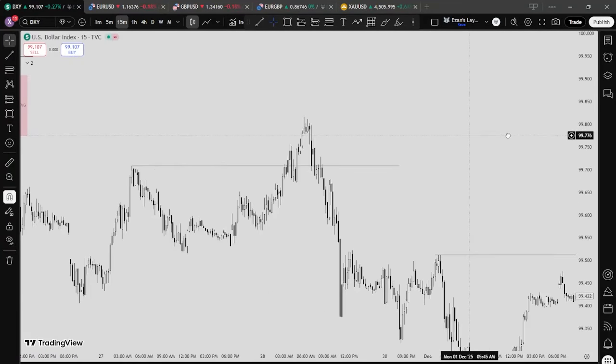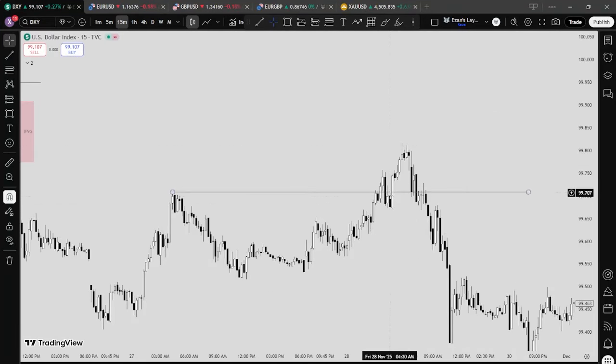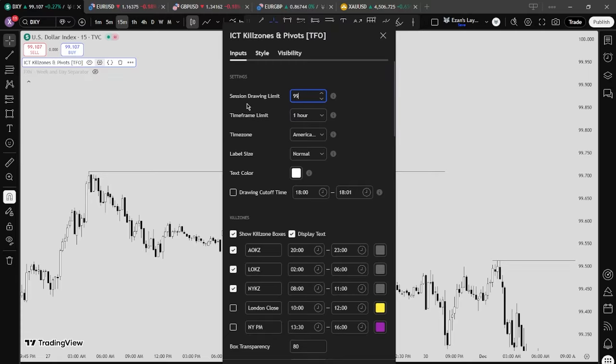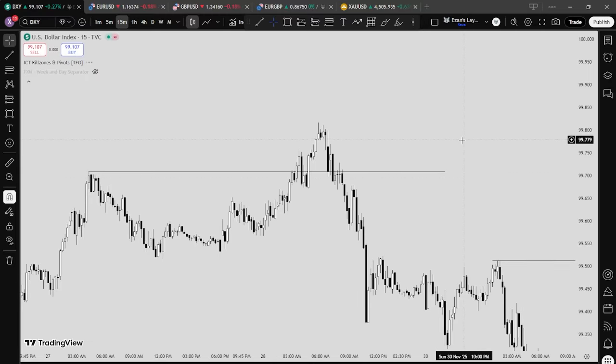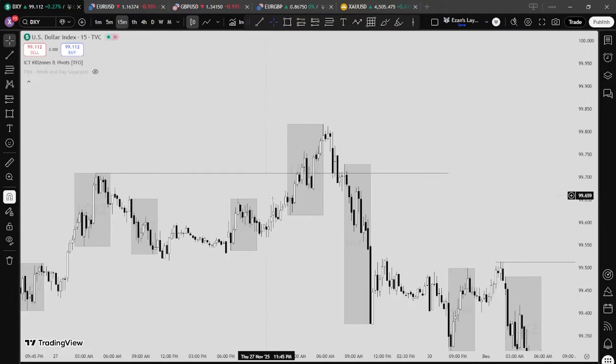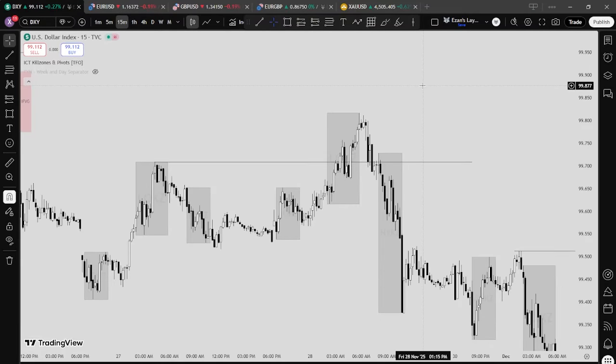Now right here, how could you have taken this trade? Okay, so what I'm going to do here is, let me just bring this up. Alright, now you can see in this move right here, we want to be trading within some sort of kill zone. Now you can see this is the LOKZ, which is basically the London kill zone.